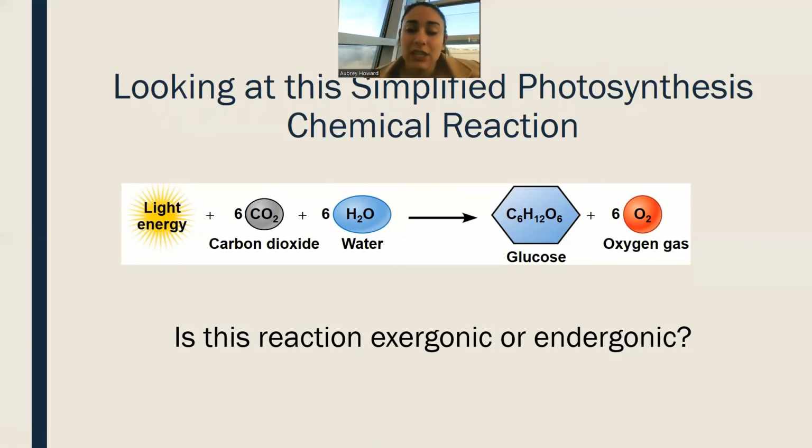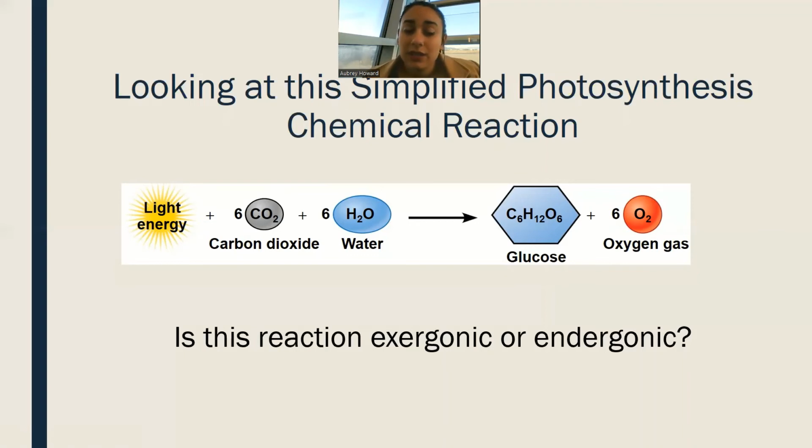But just to bring it back some, for this chemical reaction here, is this reaction considered exergonic or endergonic? So feel free to pause, make your guess, write it down, whatever you'd like. Is it exergonic or endergonic?